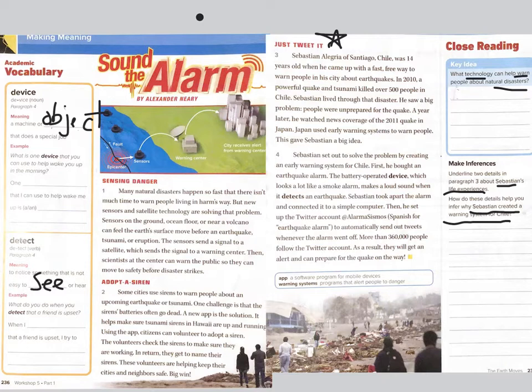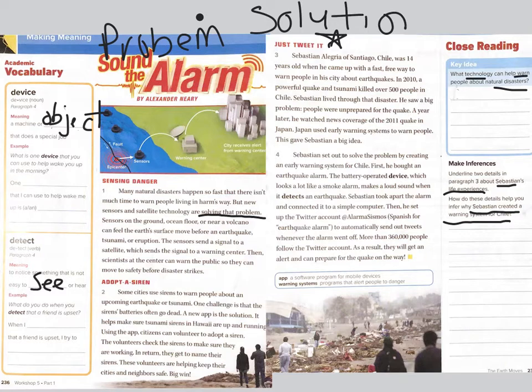Now, if I'm thinking about what text structure this is, I'm going to first start off by looking at the beginning of the paragraph. It says here, many natural disasters happen so fast that there isn't much time to warn people living in harm's way. Here's my key in the next sentence. But new sensors and satellite technology are solving that problem. So I know that this text is a problem and solution text structure. Okay, I know it's problem and solution.